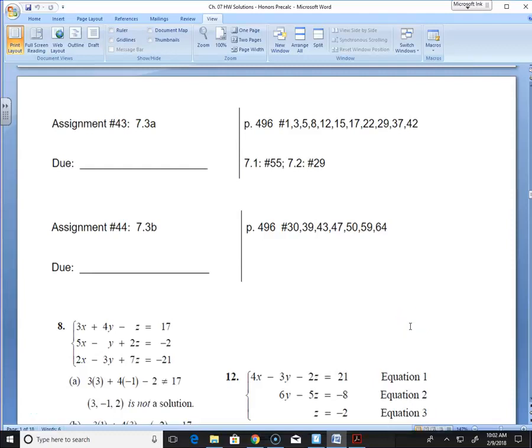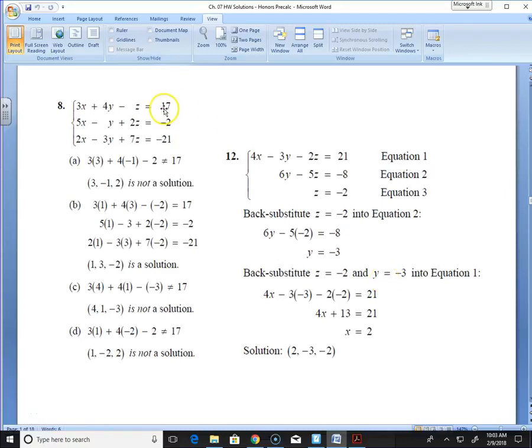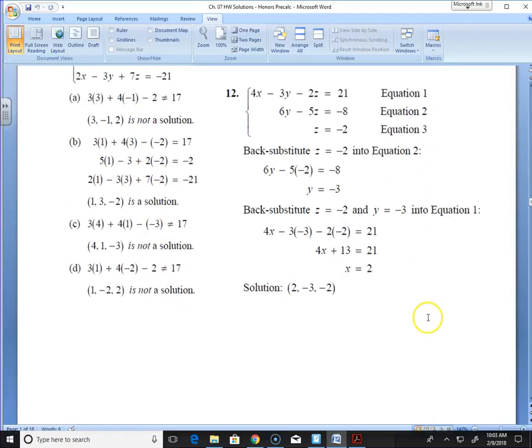Be a row echelon form, the nice ones, except for 37, which we already talked about. Number 8: no, yes, no, no. Number 8: A is no, B is yes, C and D are no-nos. Number 12, final solution is 2, negative 3, negative 2.